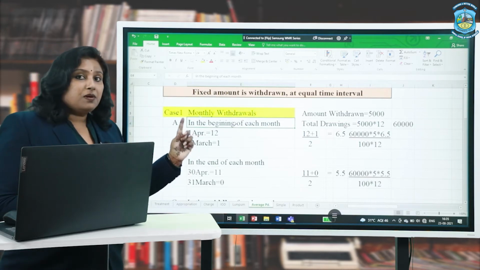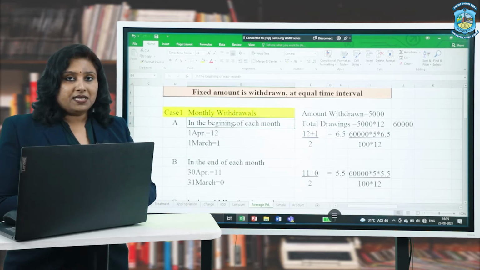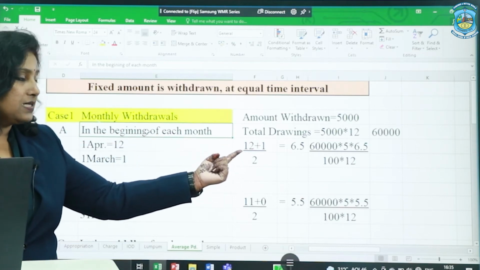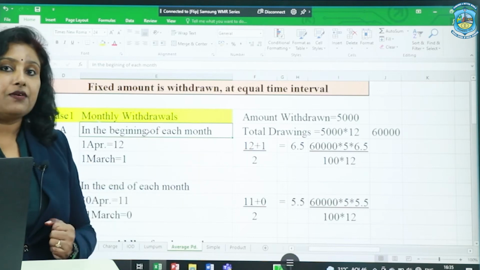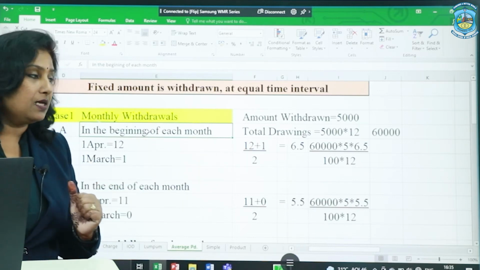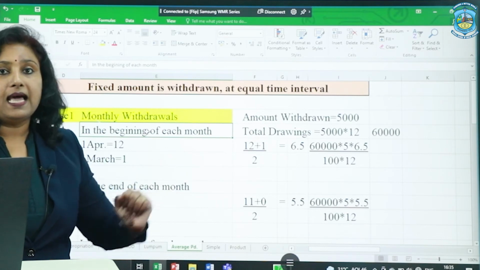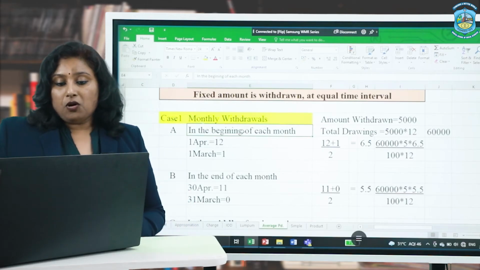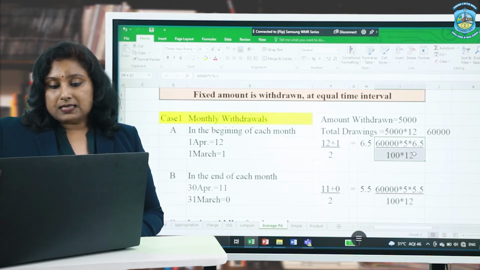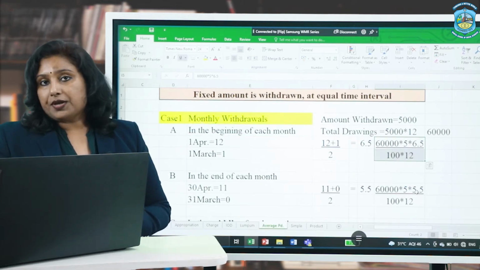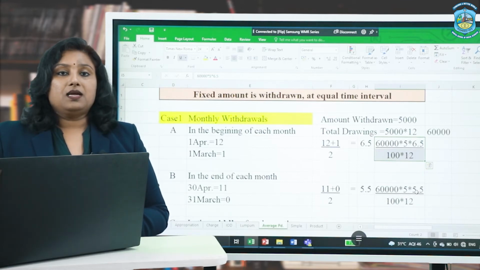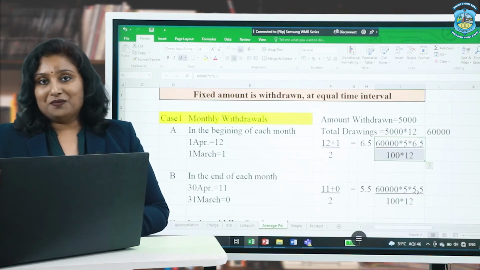So from 1st of March till 31st of March makes just 1 month, that is March month. Now we need to add both the amounts. So 12 plus 1, that is months left after first withdrawal plus months left after last withdrawal, which makes 13 months, divided by 2 gives us the average period 6.5. Therefore, the formula is applied just like this: 60,000, which is total drawings, 5% is the rate of interest taken, and the average period is 6.5 upon 12.